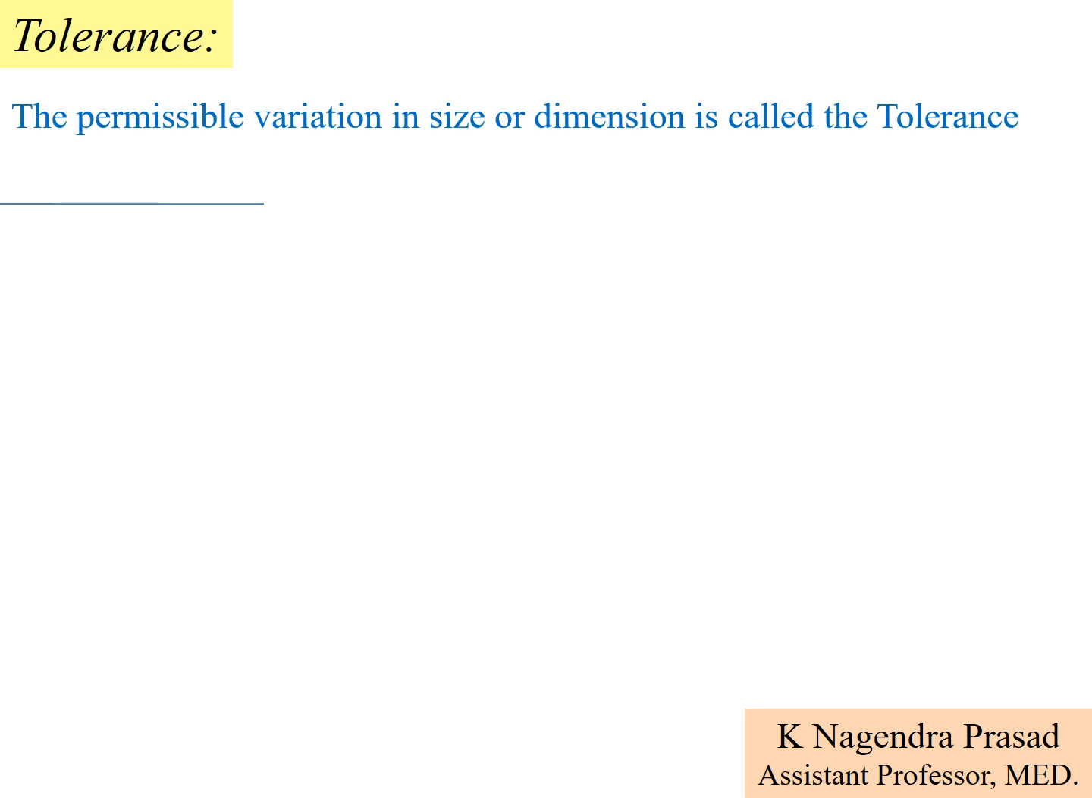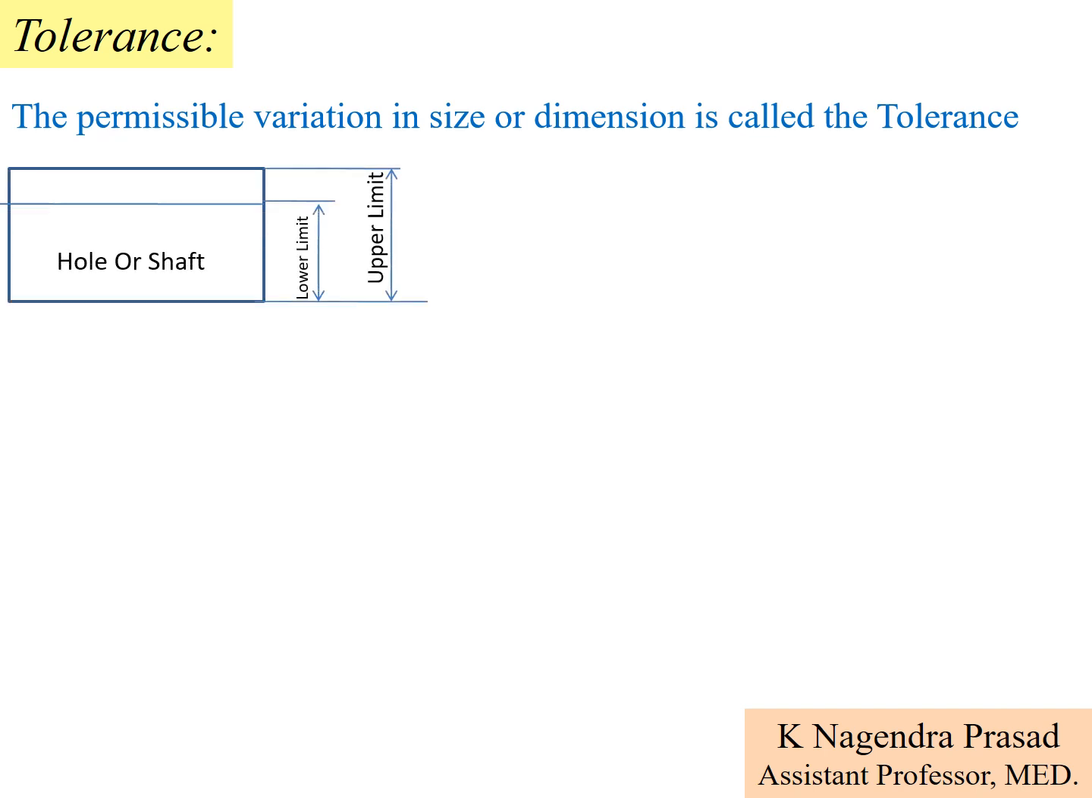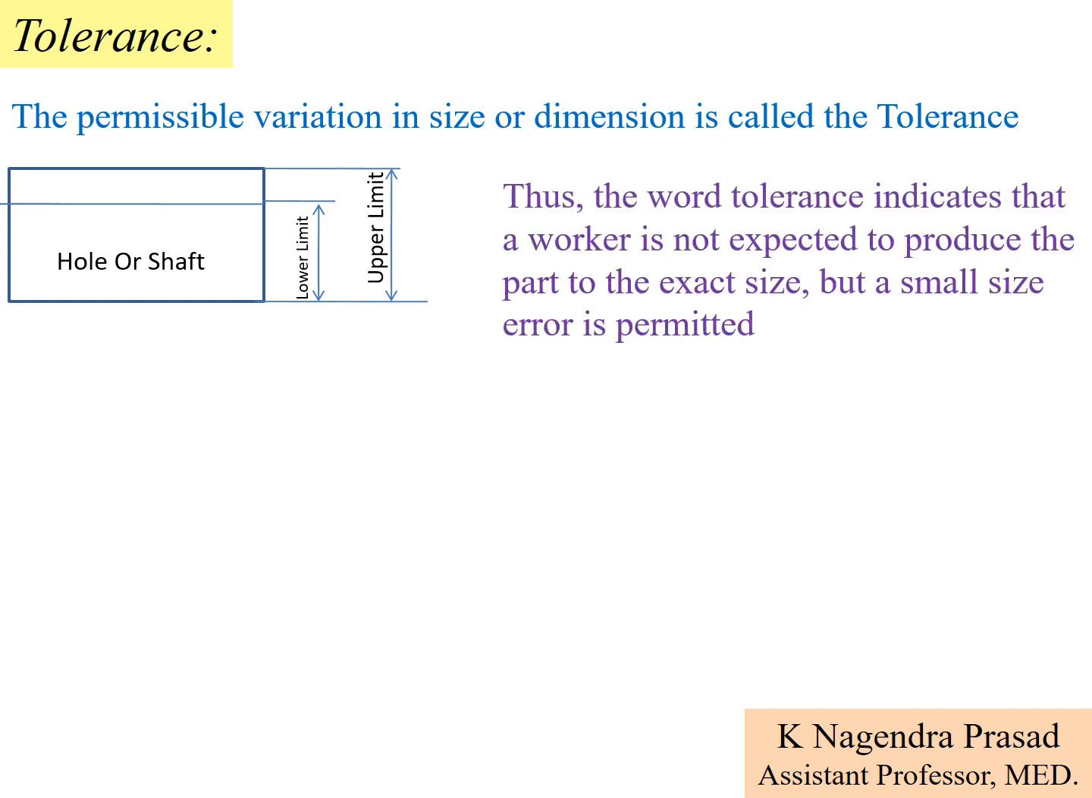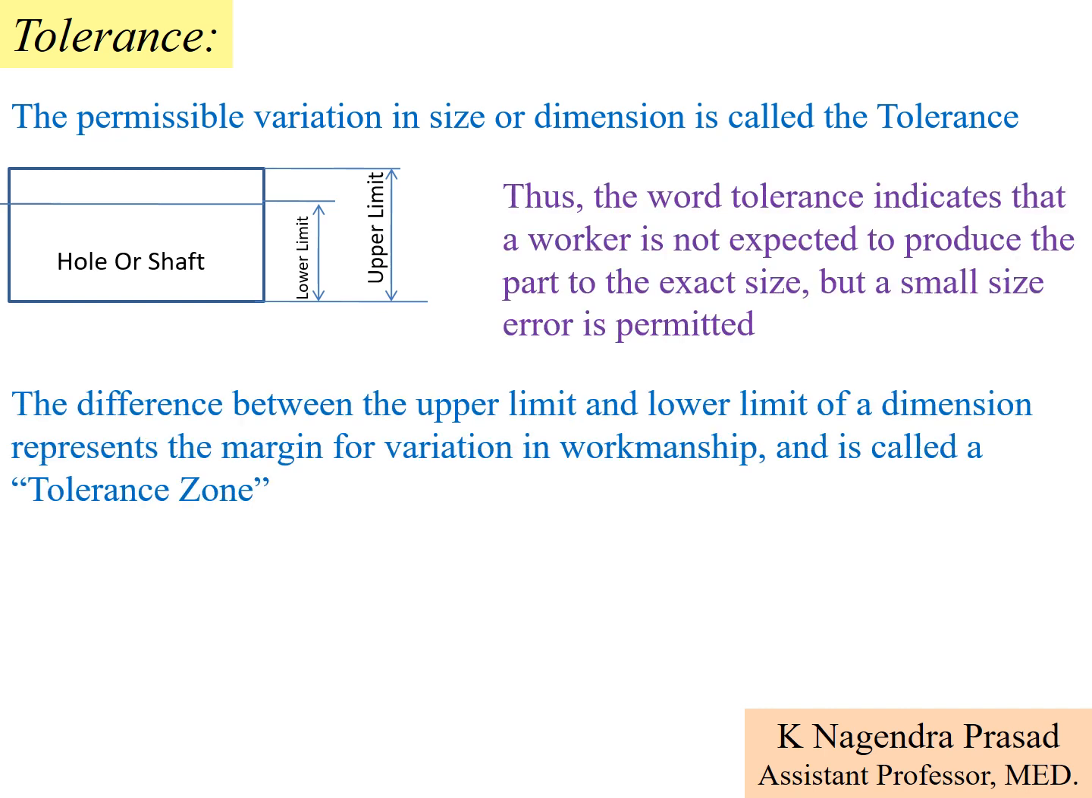Tolerance is defined as the permissible variation in the size or dimension of a part. So tolerance indicates the permission given to a worker to produce a part with a small variation with respect to the basic size. Tolerance is defined as the difference between the upper limit and the lower limit of the dimension. This represents the margin for variation in workmanship, and that is called the tolerance zone.